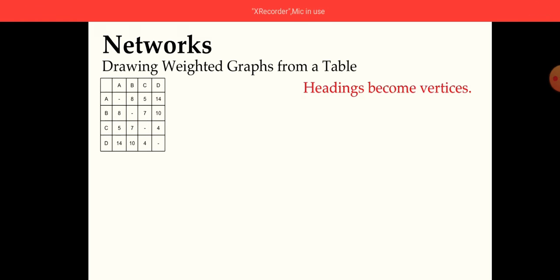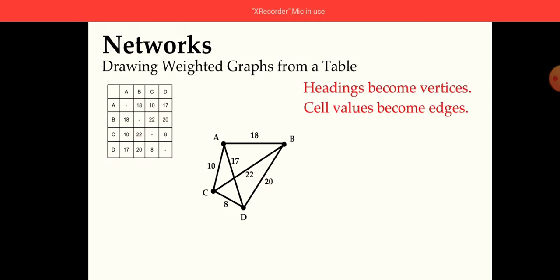So our headings are going to become our vertices. So we're going to have vertices A, B, C and D, and we're going to try and arrange them so that they're the right distances apart. But it does get tricky. I think I'd rather go from a weighted graph back to a table. But anyway, we'll be brave here. Cell values, so the numbers in the cells there, they become edges, or the weightings on the edges anyway.